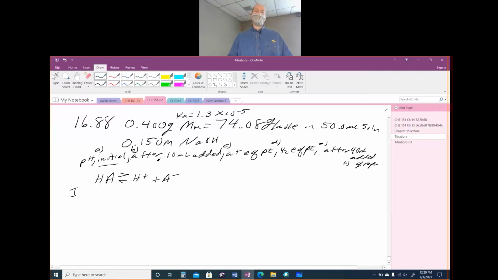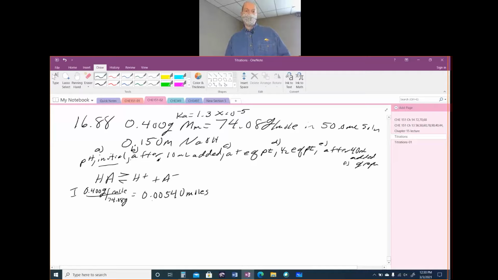We have the mass, we have the molar mass, so we can get moles, and then we divide that by our liters of solution. All right, and so to get our initial concentration, we take our 0.4 grams and we divide by the molar mass, which is 74.08 grams per mole. And so that will give us moles. So when you take your 0.4 divided by 74.08, you get 0.00540, and that is moles.